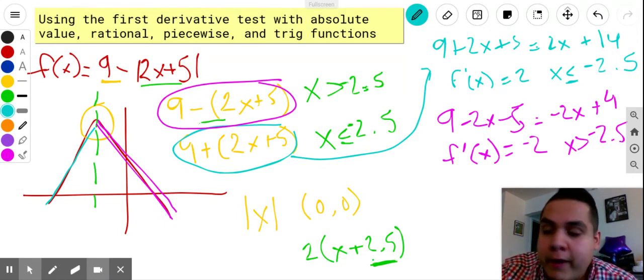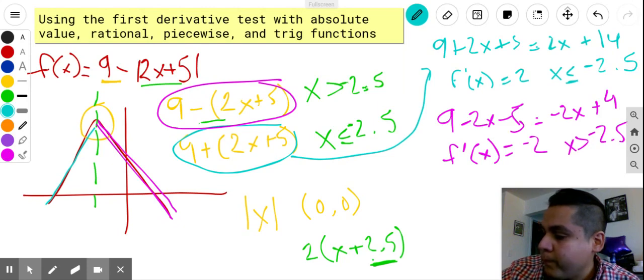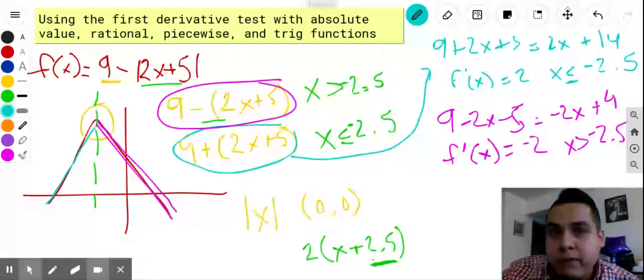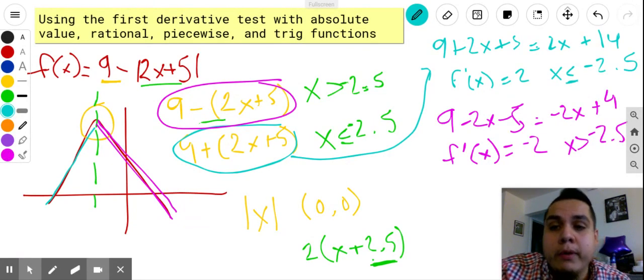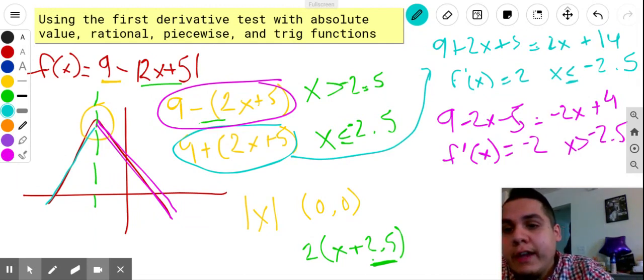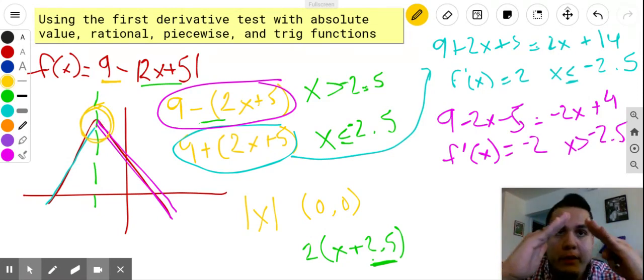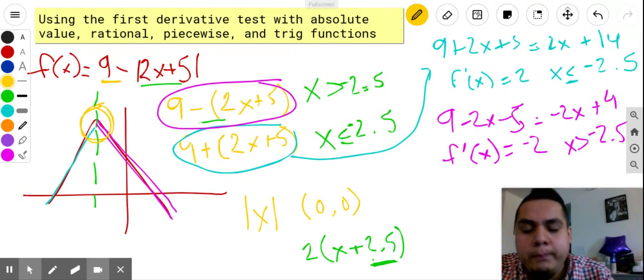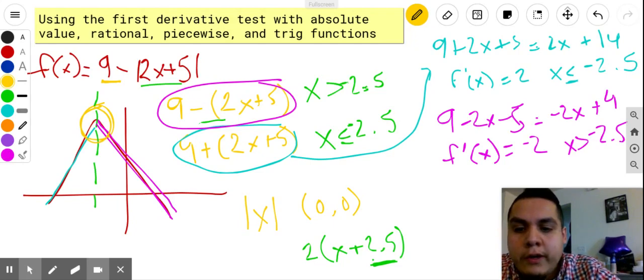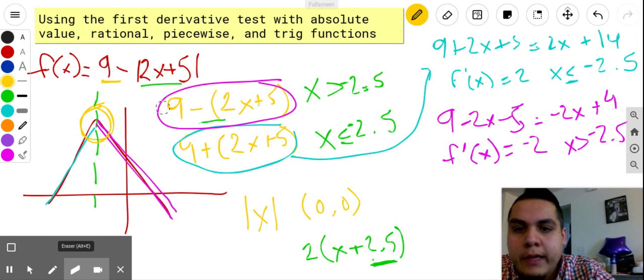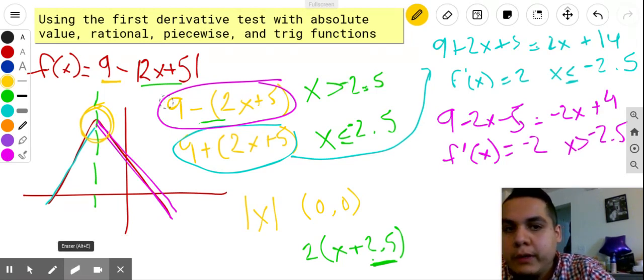I have found the critical number. It's right here at this value that I circled in yellow, because that's where my derivative will not be differentiable, because that's where I have the sharp turn. So I know I have a critical number at negative 2.5. Oops, wrong eraser.